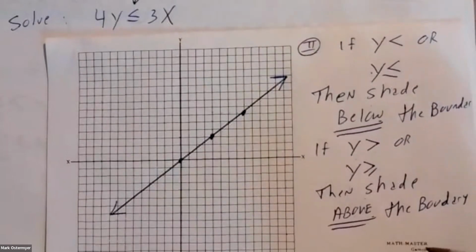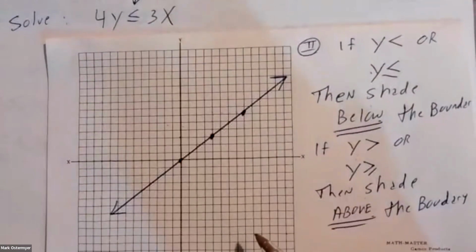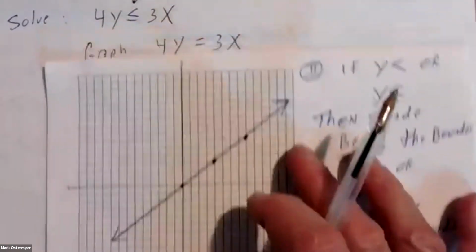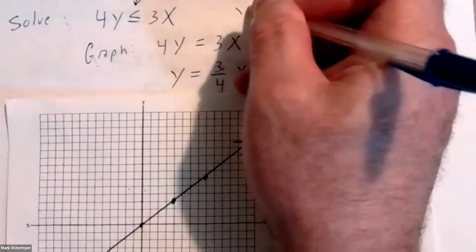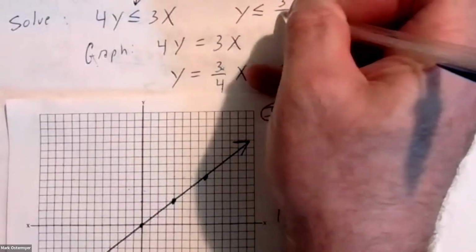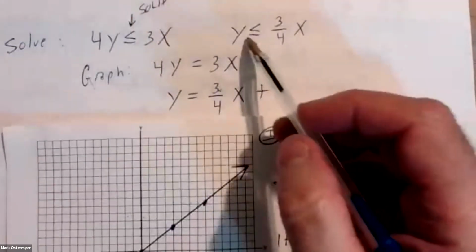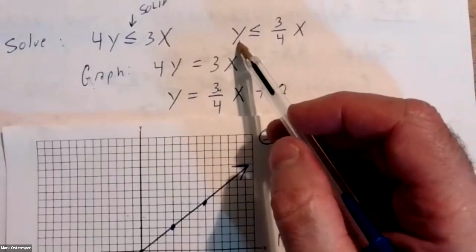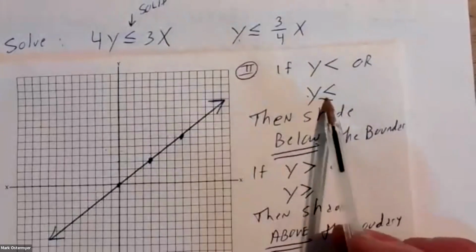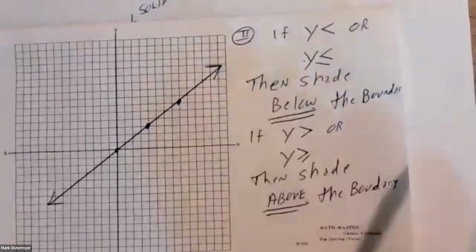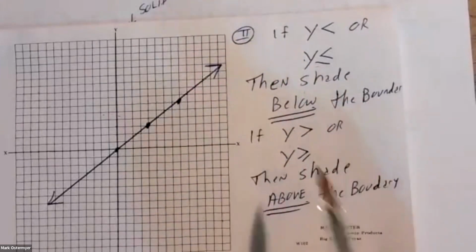You can do that one of two ways. You could choose a test point that clearly lies on one side of your line, or you could solve your inequality for y. By the way, if you solve for y, you would see that you have this here. So based on the fact that y is on the left side of the inequality, and we have less than or equal to, where am I going to shade? I will shade not above the line, but below the line. So we're going to shade below.